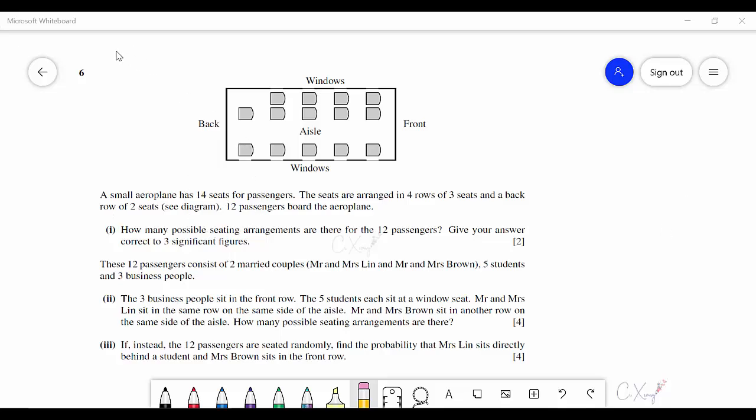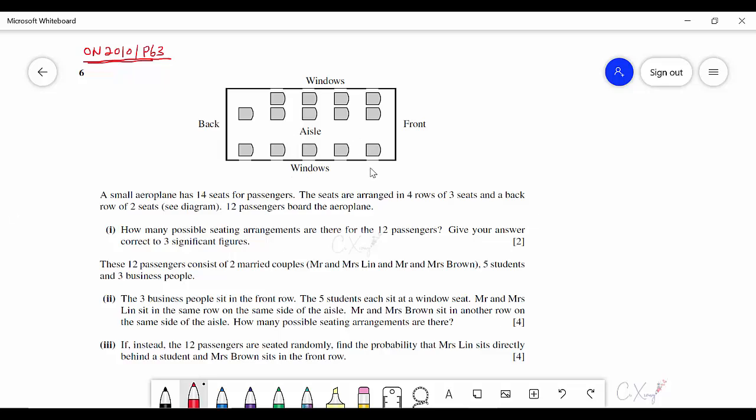Okay, so for this video, we are going to discuss a few permutation and combination questions from past year paper. For this particular question, it is actually from October, November 2010, paper 6.3. So let's start with our discussion here.